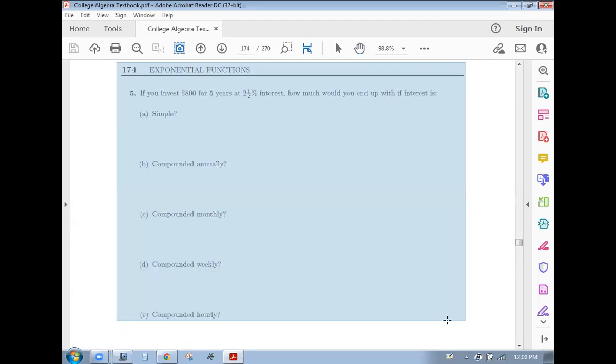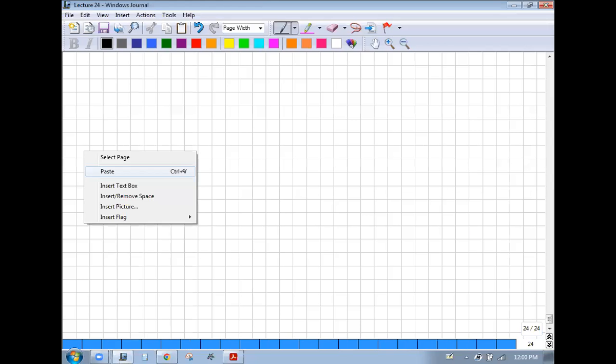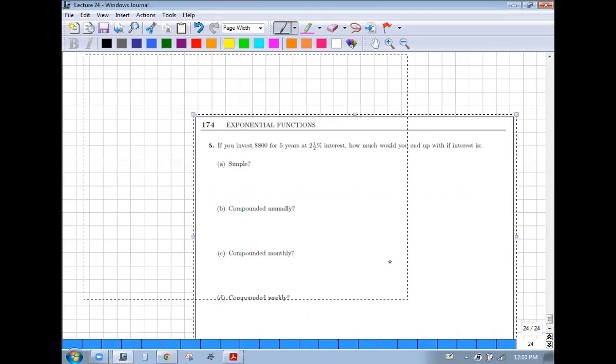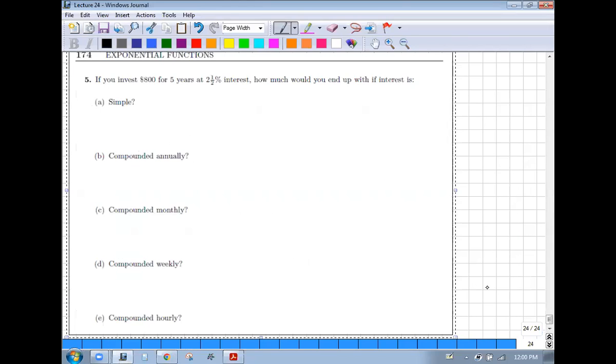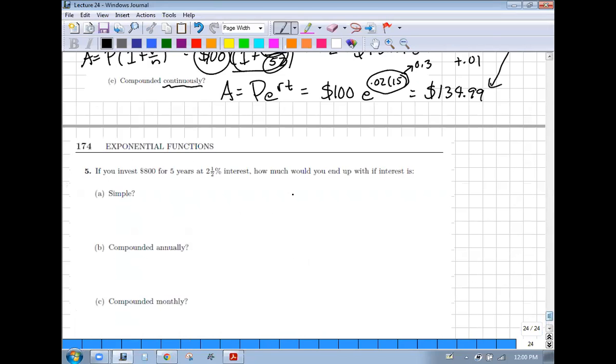So let's look at another one. All right, we have $800. That's our principal. 5 years, that's our time. Our interest rate is 2.5%, which would be 0.025 as a decimal. Simple interest, the amount is the principal times 1 plus RT.